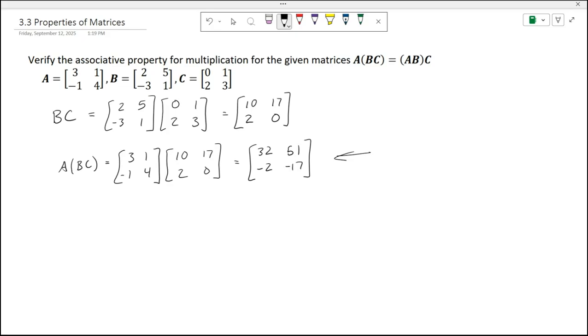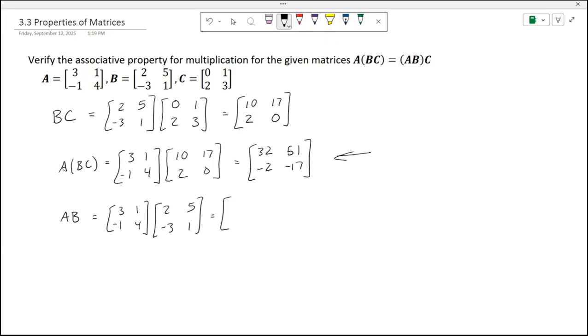Now I need to do the same thing on the right side, where I switch up the order of the multiplication, and I need to get this same matrix from that to verify this property. So next I'm going to take A times B, and then I'll take that result and multiply it by C. Okay, so I have the matrix 3, 1, -1, 4, times matrix B, which is 2, 5, -3, 1.